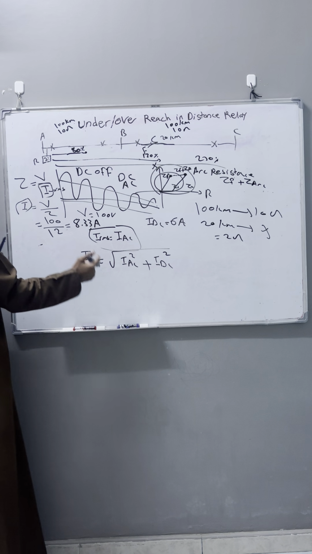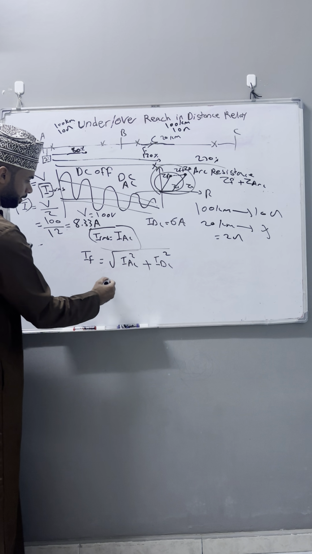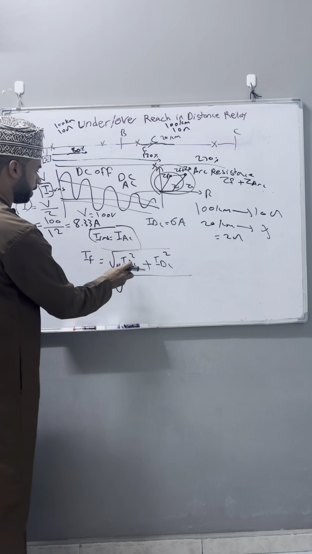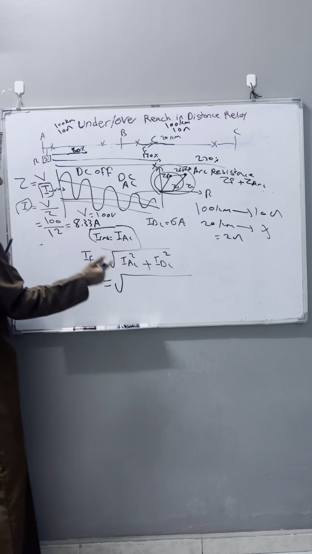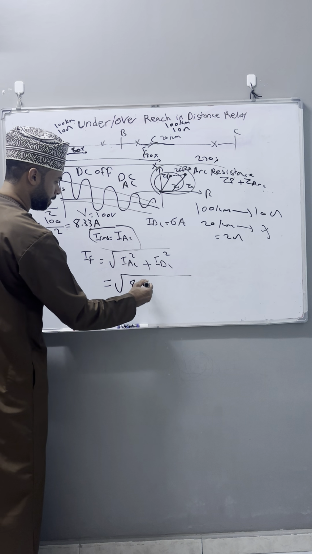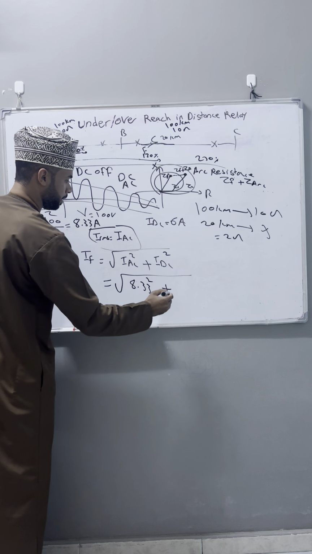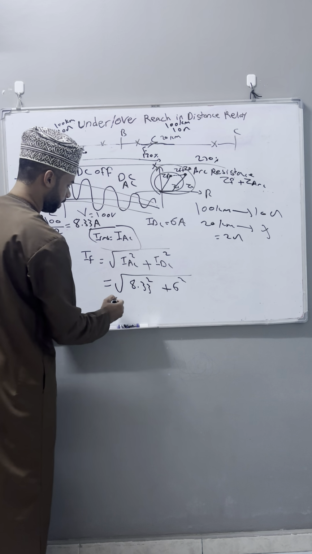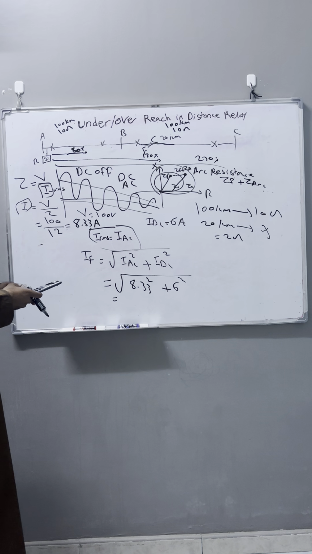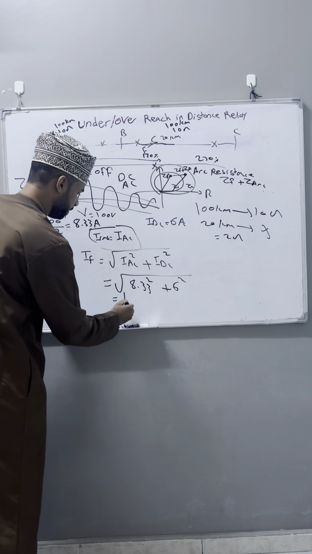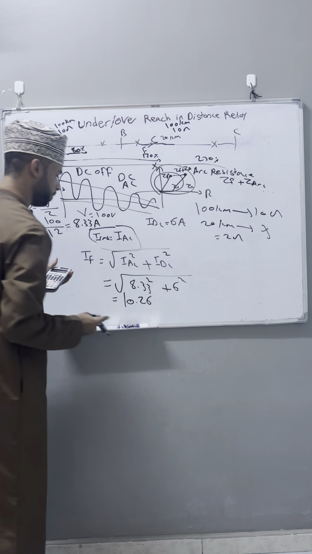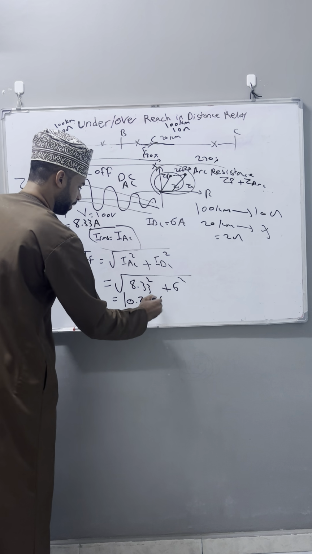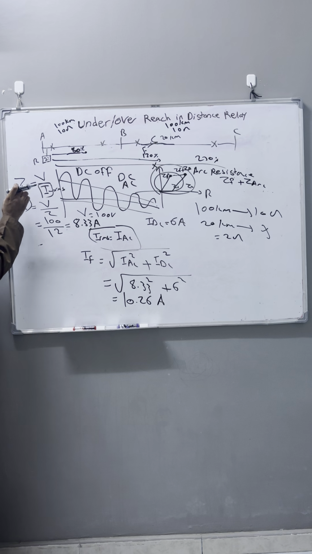Now let's see. Now we'll calculate it. It will be like this. IAC will give us how much? 8.33, squared, plus IDC, which is 6 squared. So how much will that give us? It will be equal to 10.26 ampere.